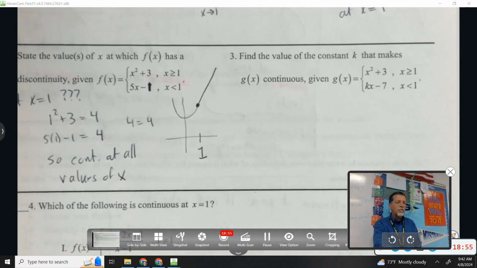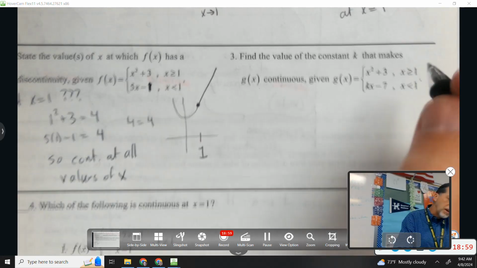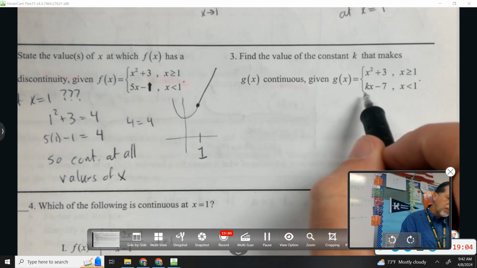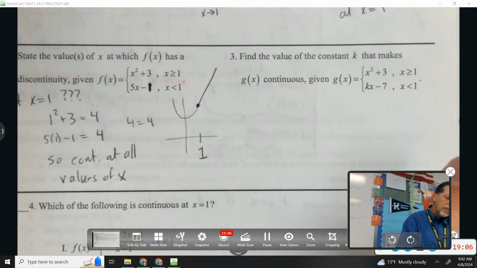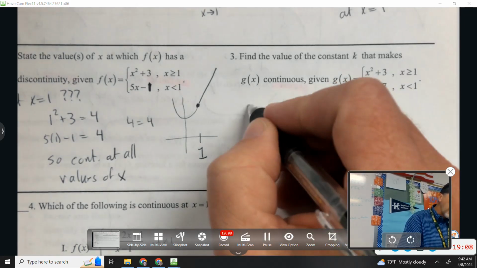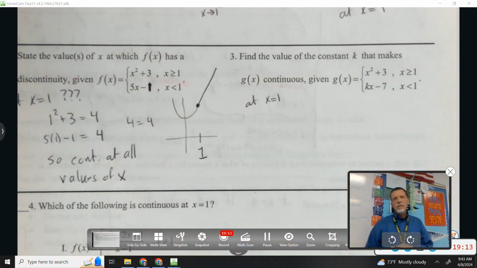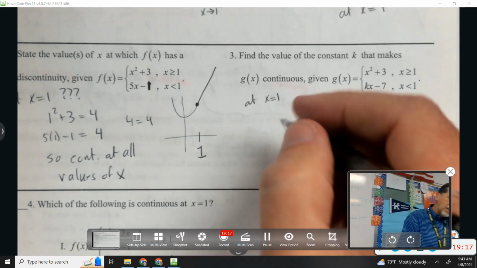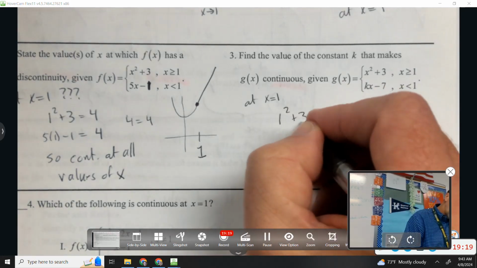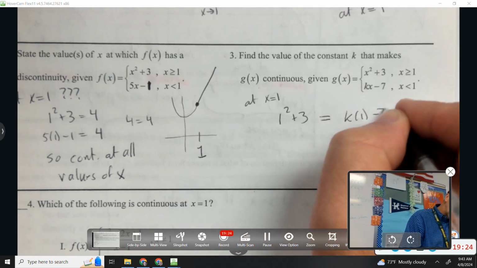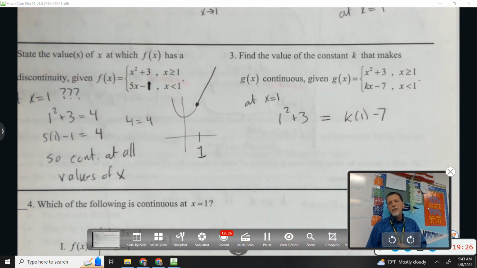This next one is usually even a question on the calculus test, like on the AP test. Find the value of k that makes g of x continuous given all of this stuff. The only spot I'm worried about is at x equals 1, because that's where the potential jump might be. So let's plug in 1 to both pieces again, but now we want them to be equal. So I'm going to figure out what k is to make them equal.